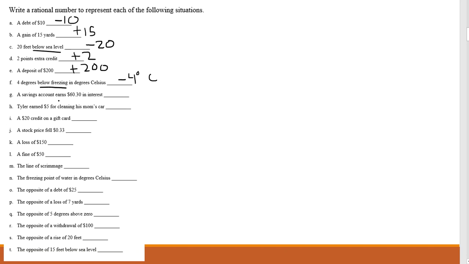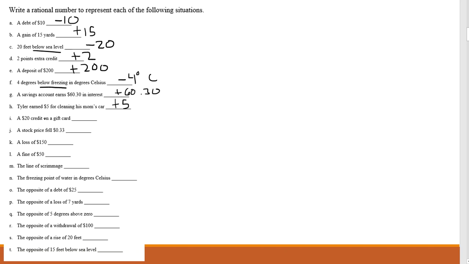A savings account earns $60.30 in interest. And so this one right here is actually not an integer. It's a rational number, but it's the same principle that we've been following for all these other ones. For H, Tyler earned $5 for cleaning his mom's car. That would be positive 5.